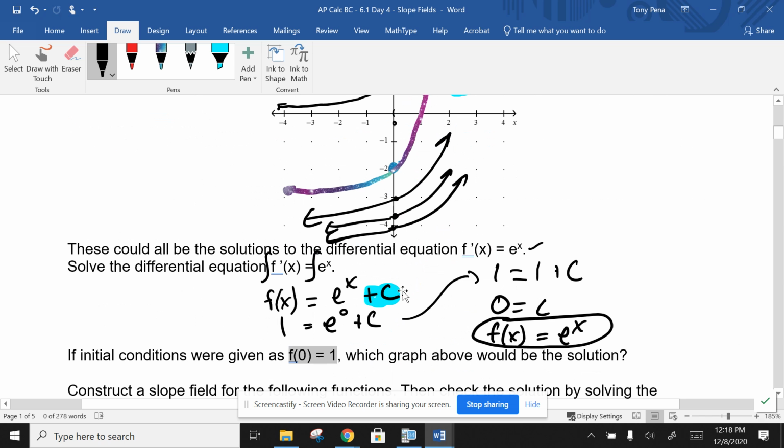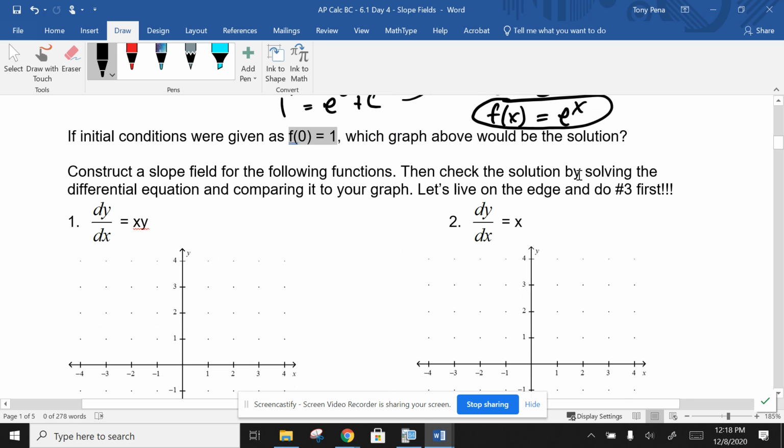Okay, so what slope fields really get at is this idea of the c and understanding there are an infinite number of solutions, and unless we have other information, all of those curves are possible solutions to our differential equation, okay? So let's dive into one of these now.